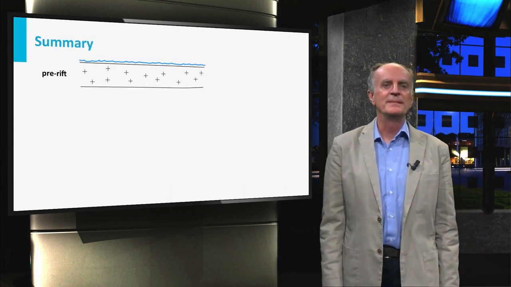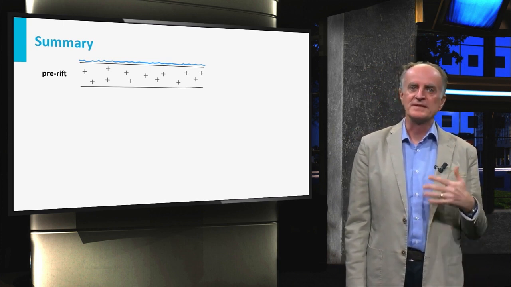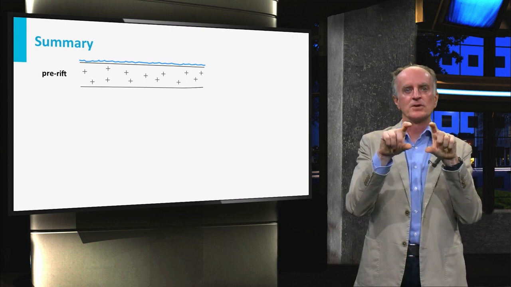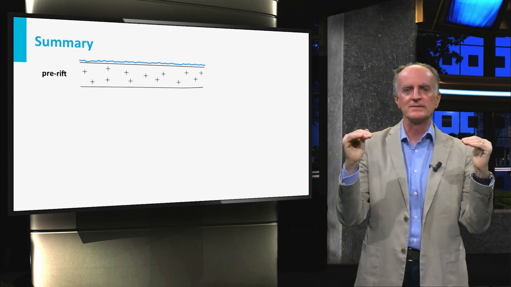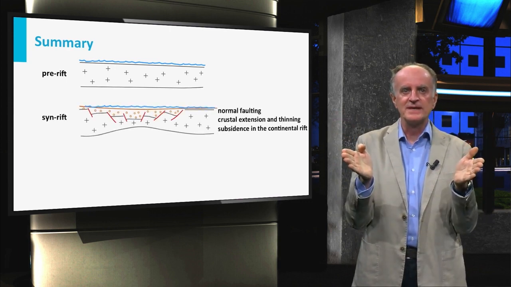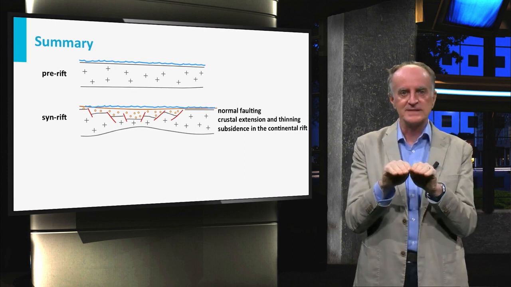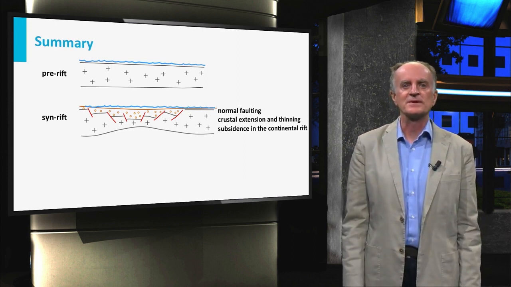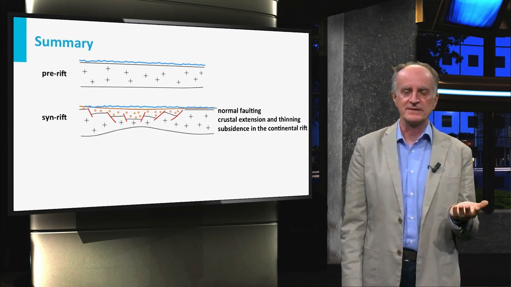Let us now make a summary of the evolution of divergent margins. Before rifting starts, the crust has a constant thickness, and the Earth's surface is typically close to sea level. With the onset of rifting, normal faults are created, which cause crustal extension and subsidence in the central domains. This is the syn-rift stage, associated with thinning of the crust and of the lithosphere.